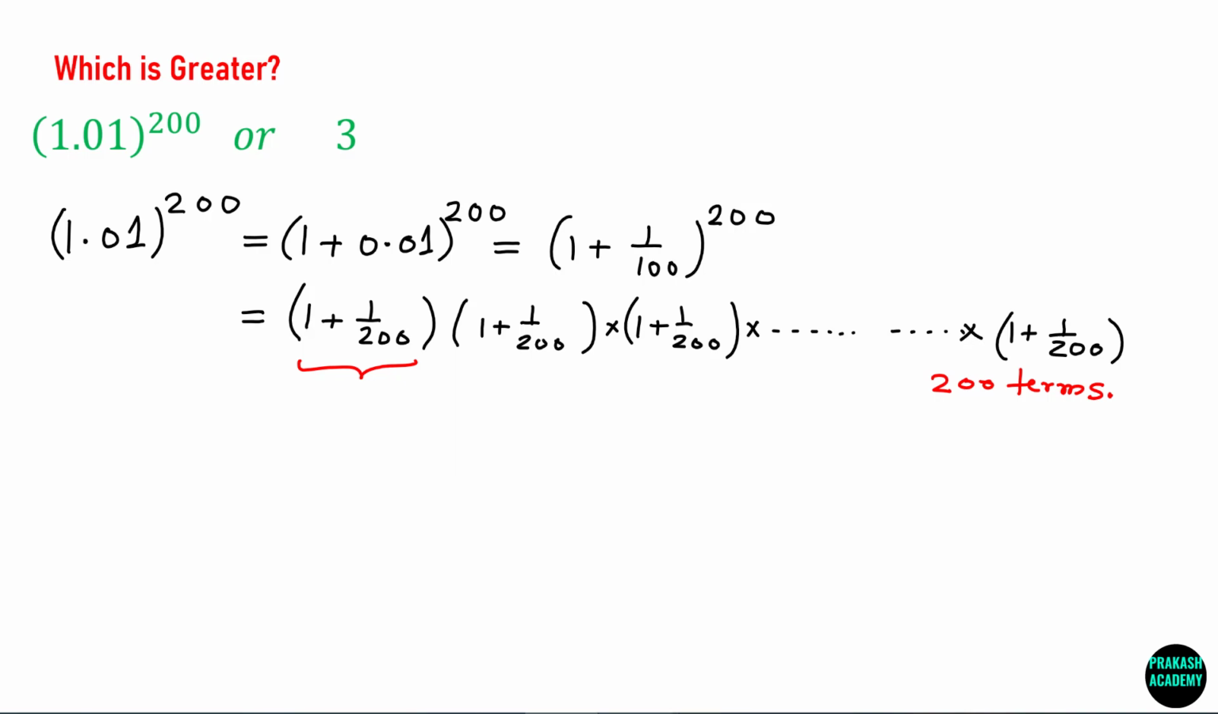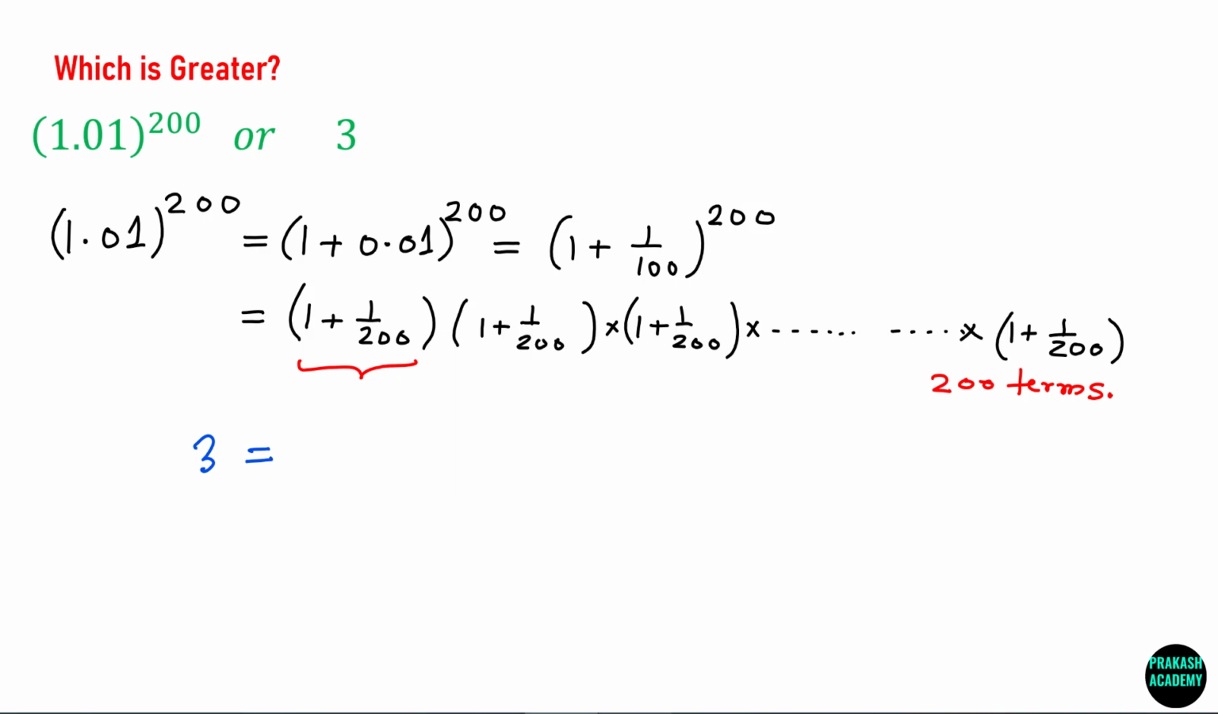So now let us consider the number 3. If we want to compare 3 with this number, it seems we also need to express 3 as a product of 200 terms. In that case, we will compare term by term. So we want to write 3 also as a product of 200 terms. How can we do that?